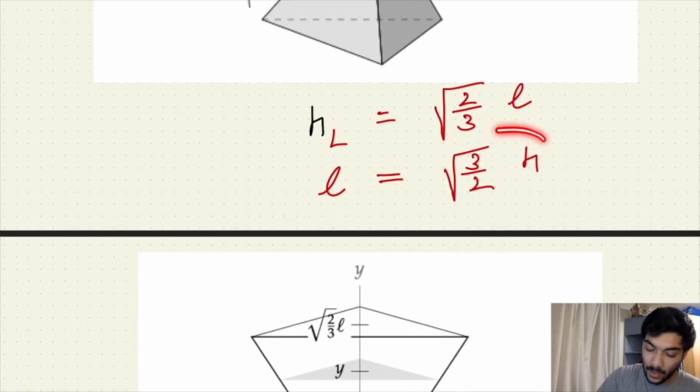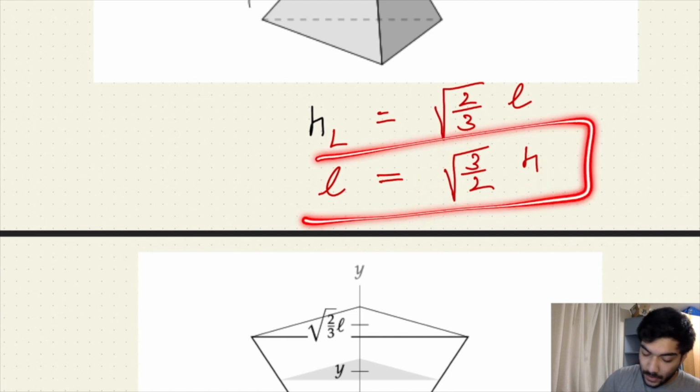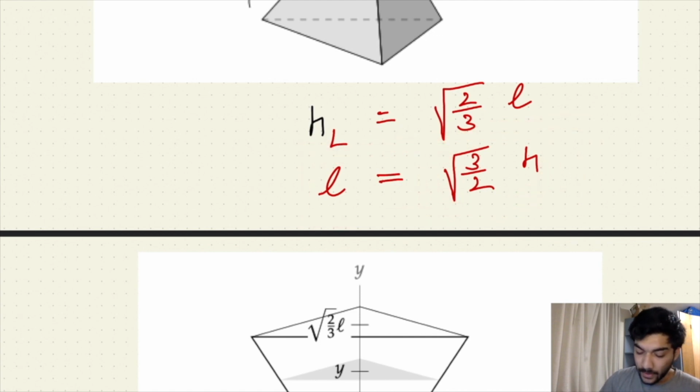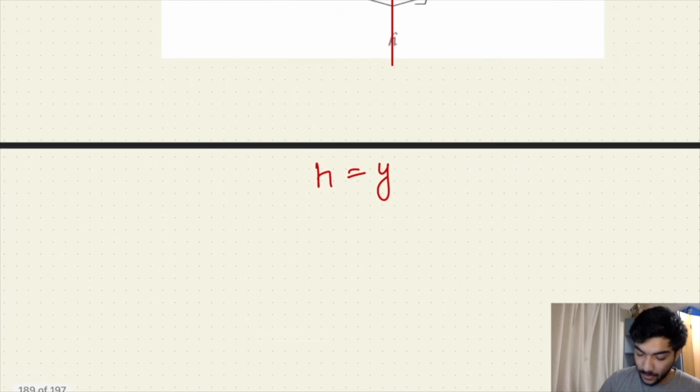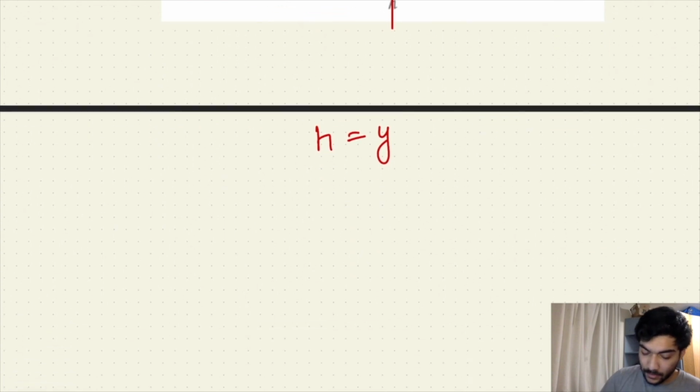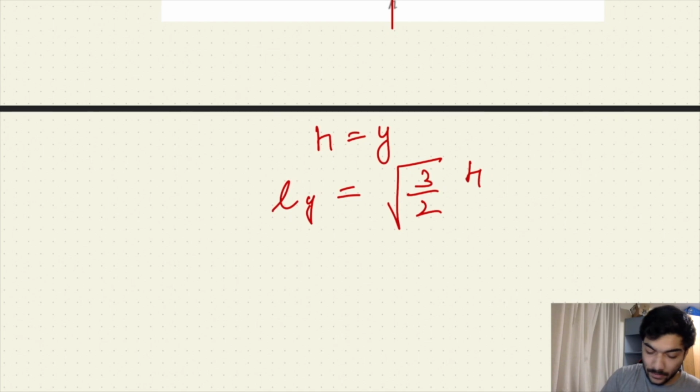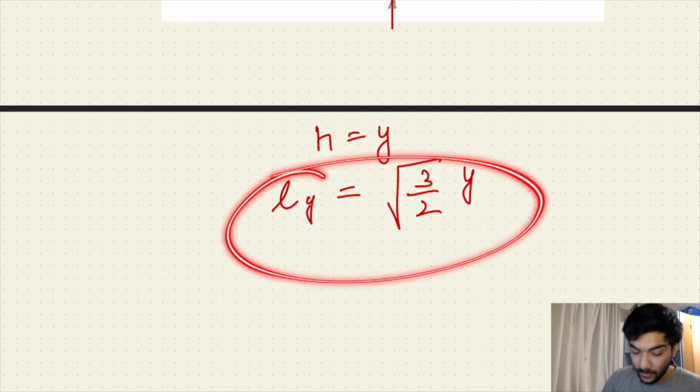If our height is given, the side length is this. To calculate the side length where y is the height of the tetrahedron formed, it would be root 3 by 2 times the height, and in this case the height is y, right? So now we have the side length of our equilateral triangle.